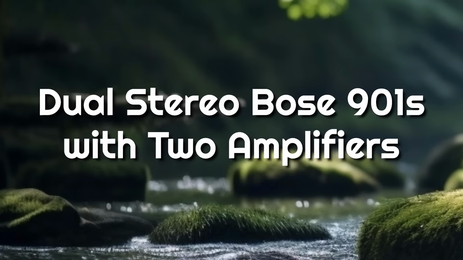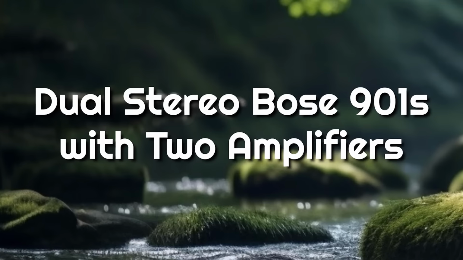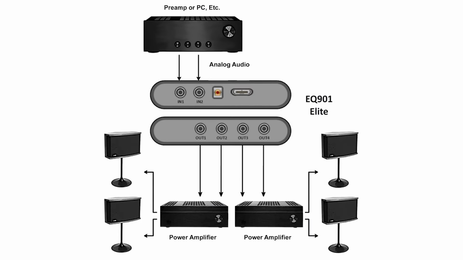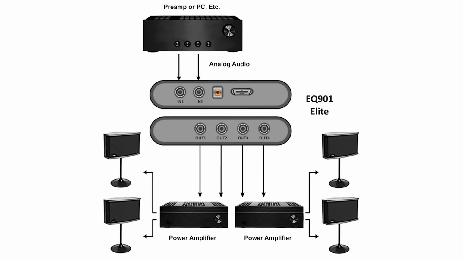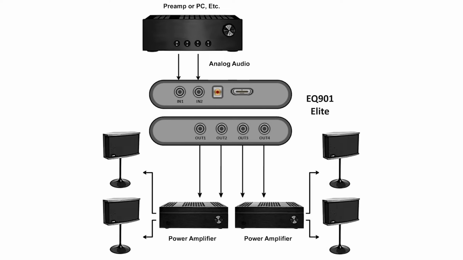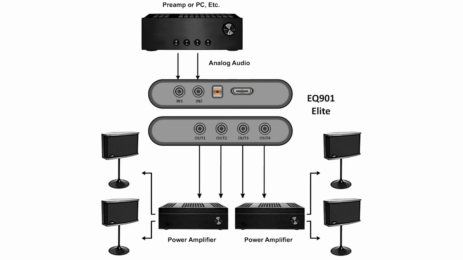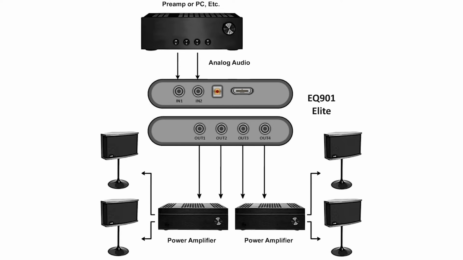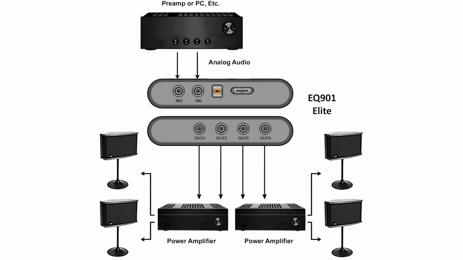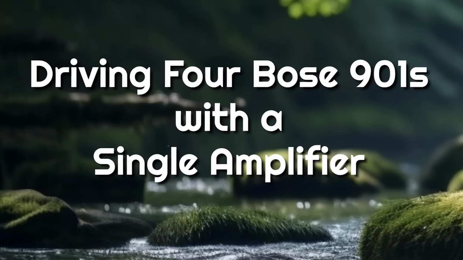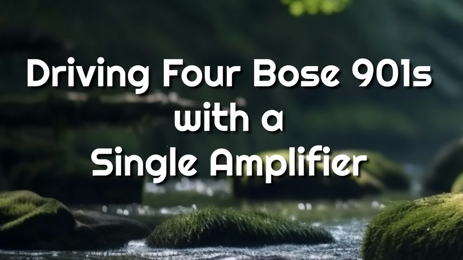In this example, you will use 2 stereo power amps to drive a total of 4 Bose 901 speakers. This is a 100% active setup with no splitter cables, which provides the highest fidelity results. The configuration is supported by the EQ 901 Elite and EQ 901 Platinum, as they both have dual stereo outputs that are actively driven.